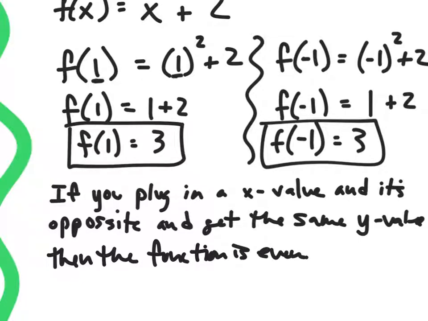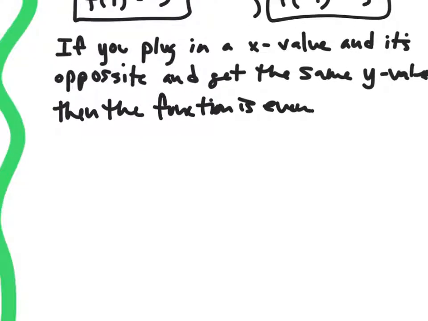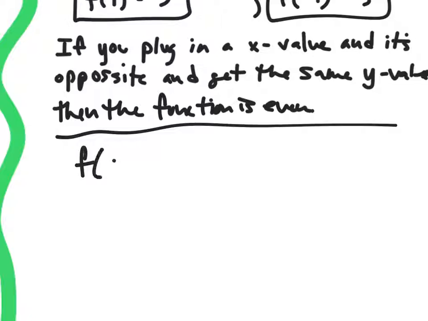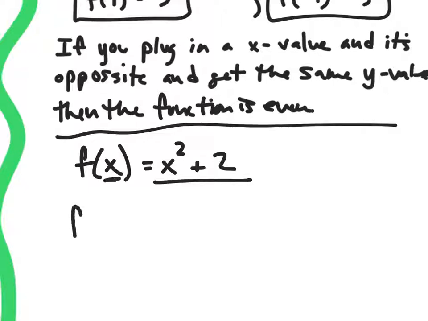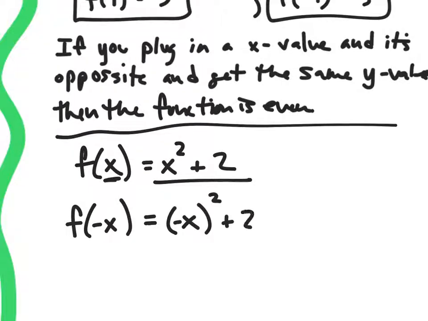Okay. Now, I could also say this: if my function is f of x equals x squared plus 2, I could also do this. I have my positive x value. Here's my function. If I plug in a negative x, here's how you really determine what you get. You get negative x squared and then plus 2.